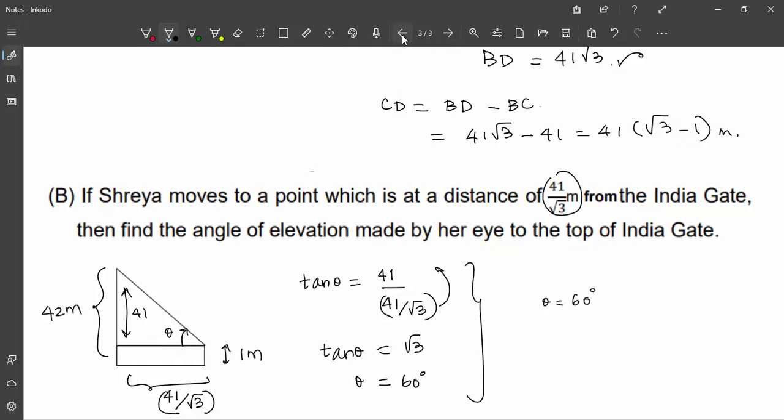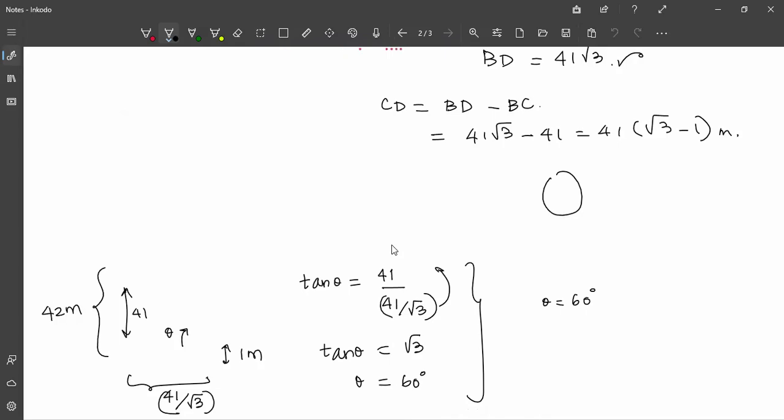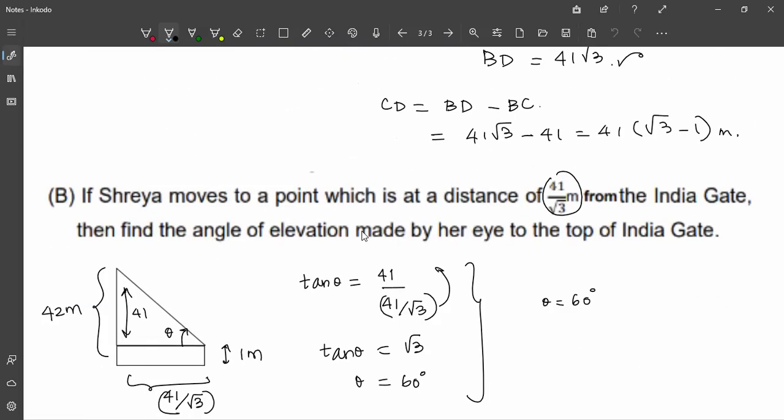The same information was provided in the second subdivision, if you remember. Here, tan 60 was 41 by root 3. That was the answer we obtained. So here, this information is given in the question. 41 by root 3 is given in the question. She's at a distance of this 41 by root 3. Now, the angle of elevation would be 60 degrees.